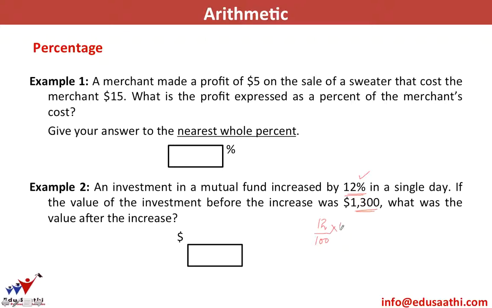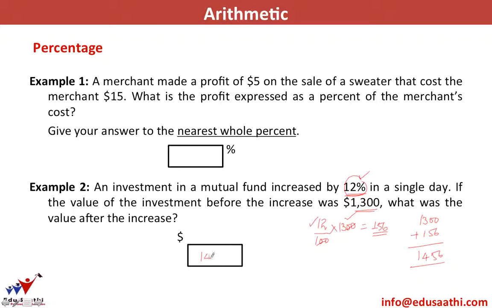And if the base is 1300, the increment would be this much. So if I just multiply these things, I'm getting 156. So the formula, if you want to remember, is: you have the value in percentage, you convert it into a fraction, into 1300, because the profit has been made on the last day's investment. So 156 is the profit. So the value after increase is 1300 plus 156. So my answer will be 1456.